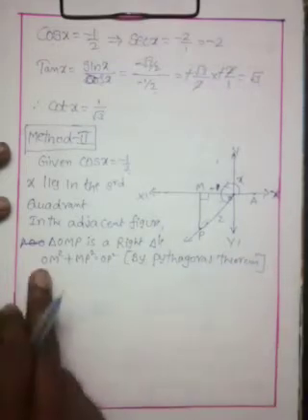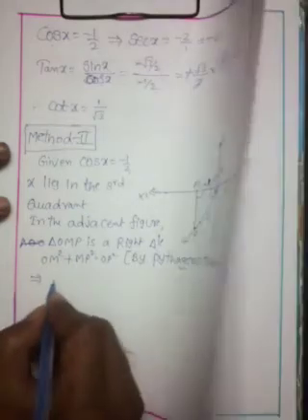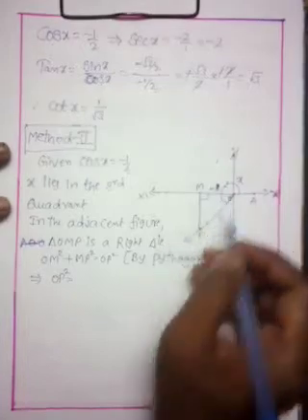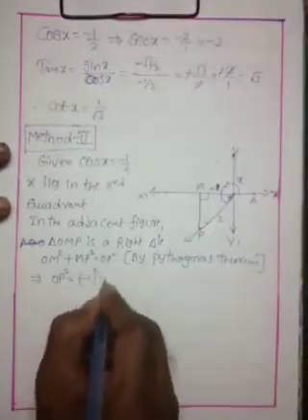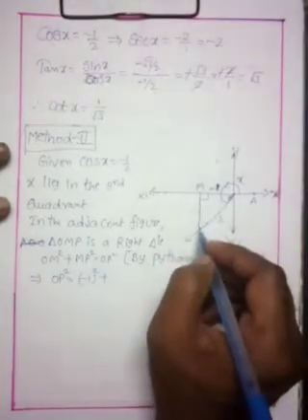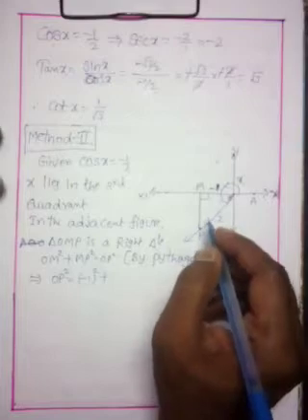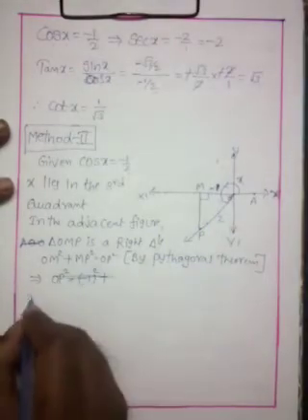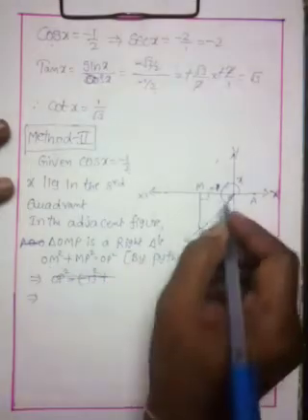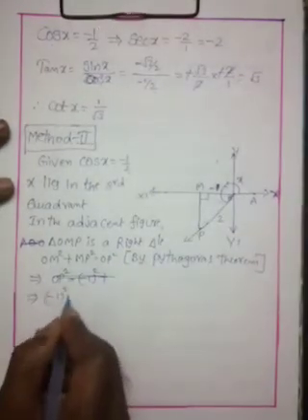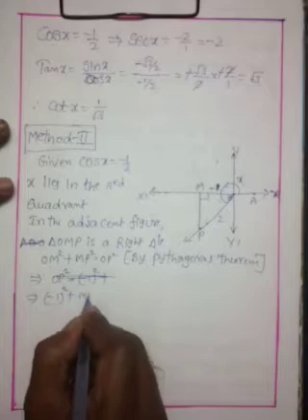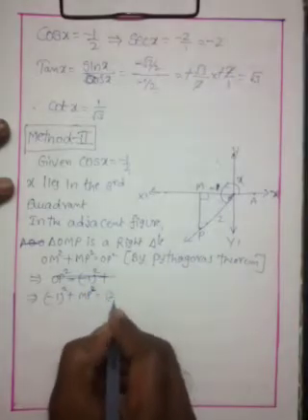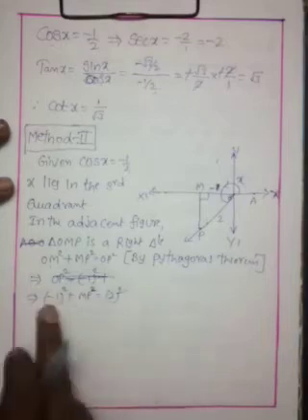By Pythagoras theorem, we write this statement. This implies OP square is equal to OM square, which is minus 1 whole square, plus MP square, which we don't know. So OM square minus 1 whole square plus MP square is equal to OP square. Understood this statement, children?